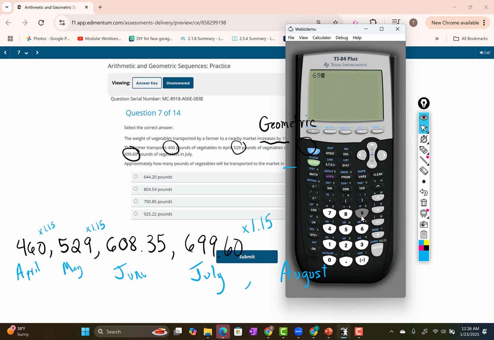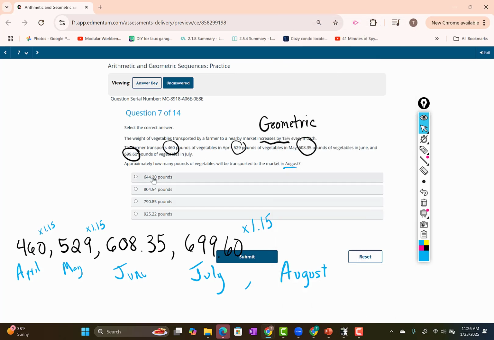So 699.6 multiplied by 1.15 gives us 804.54, which is answer choice B.